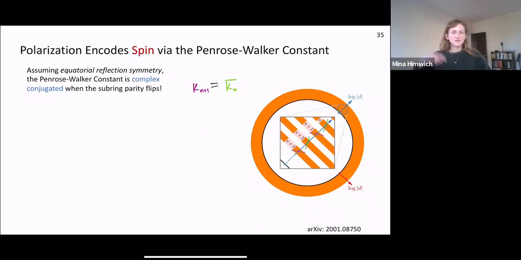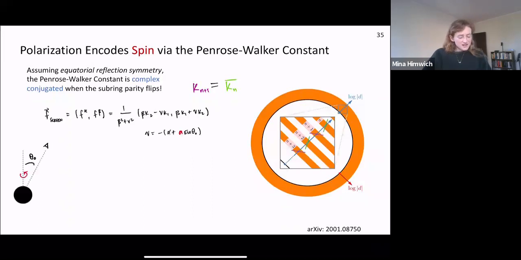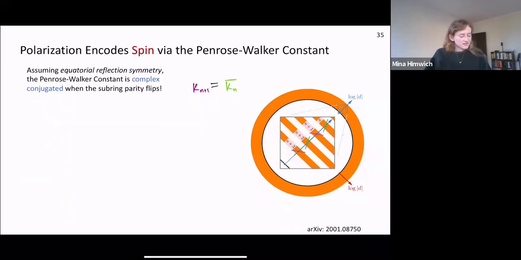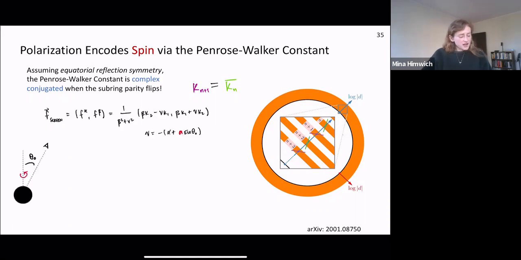And this is because of the flip in the direction between n and n plus 1. So what this says is that, just focusing on this relation, if we know the Penrose-Walker constant for the nth subring, we can immediately find it for the n plus 1 subring. Again, this is in a large n approximation where all the photons are arriving at us at the same point in the critical curve.